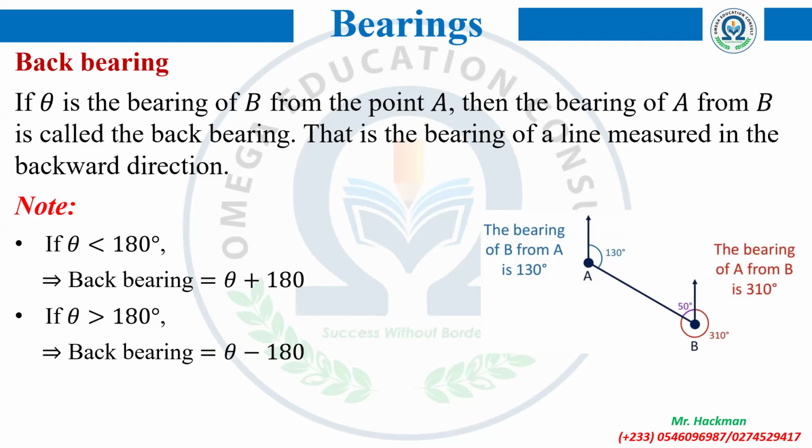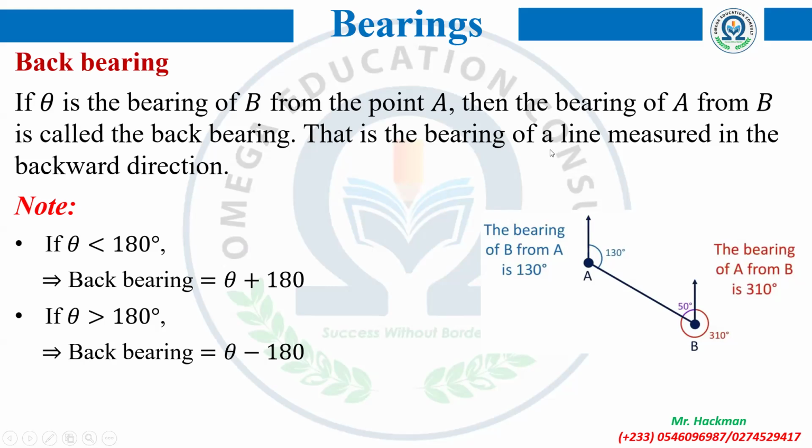However, if I get to B and I want to go to A, I also have to go through a certain angle before I can locate A, and maybe walk the distance between them to get to the exact place of A. And when you do that, we are talking of the back bearing. So if theta is the bearing of B from the point A, so in this case your reference point is A, then the bearing of A from B, so you can see that we swap the two points, is what we call the back bearing.